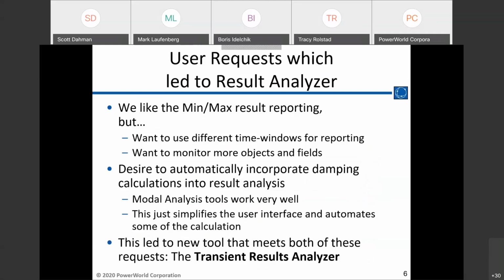The first I'm going to talk about briefly, and honestly might be like 50% of what the user community are going to use it for, even though it's simple, honestly, because it's so simple. I got a lot of comments of, I love this min-max reporting, but is there any way I could specify a time window? You know, maybe I want to monitor the generator megawatts between 5 and 10 seconds, and I want to monitor some interface flows between 10 and 15 seconds, and I want to be a little more flexible about when I report this statistical information.